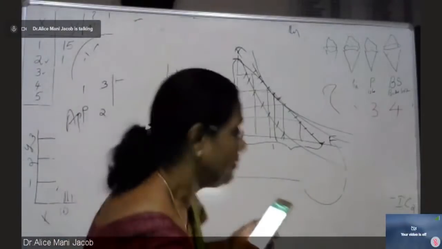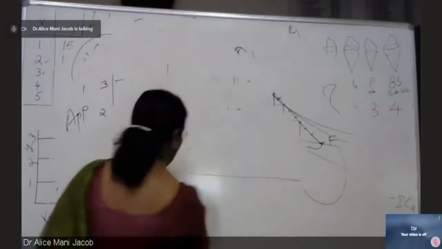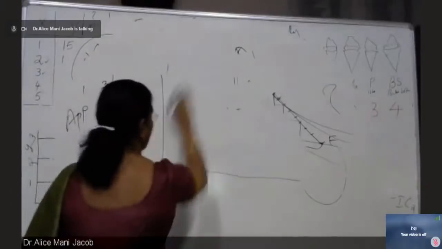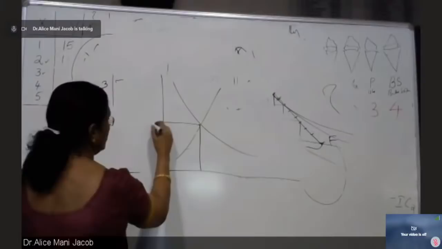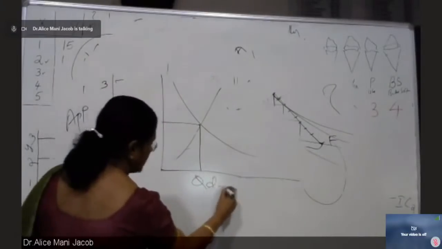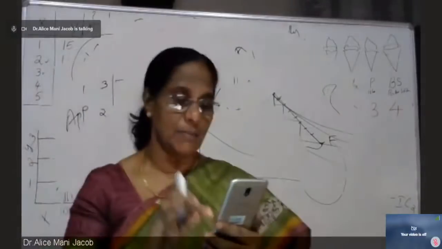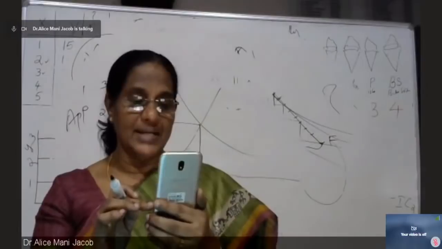I can draw it very fast on the board. Quantity demanded is equal to quantity supplied. So this is the price, and this is quantity, where quantity demanded is equal to quantity supplied. And equilibrium price is that.